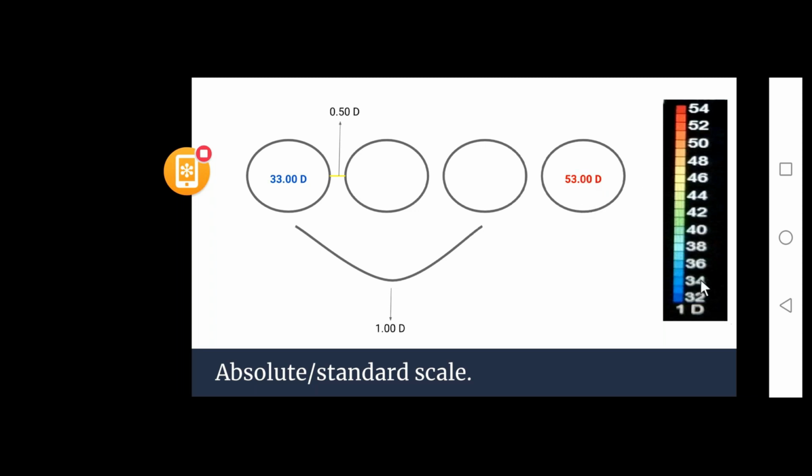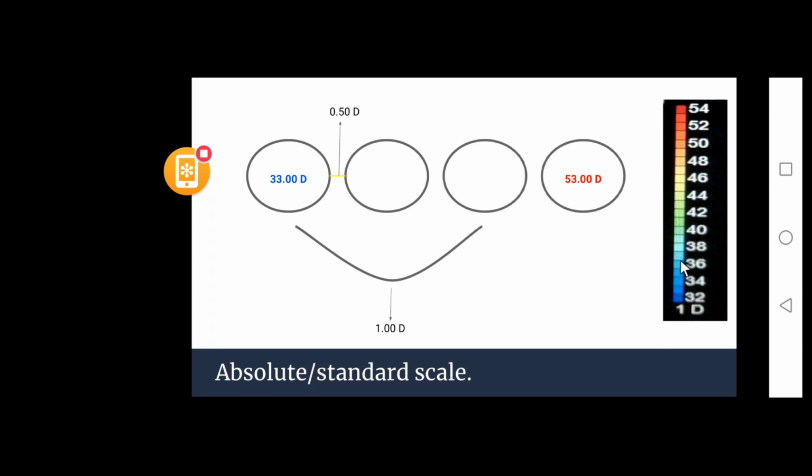Now the scale being used over here is an absolute or a standard scale. An absolute or standard scale means that it is a company-provided, standardized scale. It will have a fixed minimum value and a fixed maximum value. Hence the number of shades used will be a fixed number, and if you can see over here it is mentioned as 1 diopter. What this means is that each shade signifies 1 diopter.